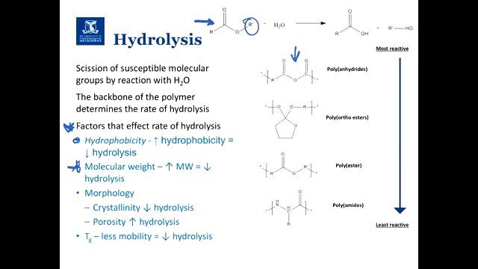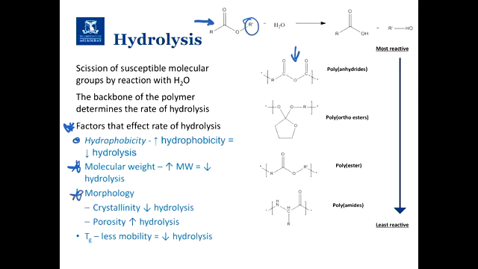Molecular weight. The higher the molecular weight, usually the bigger the polymer, the less likely hydrolysis is going to occur. Usually that's because if it's a particular chemical bond that the hydrolysis will break, there might be more of it to break before you see a bigger change in the material properties as well.